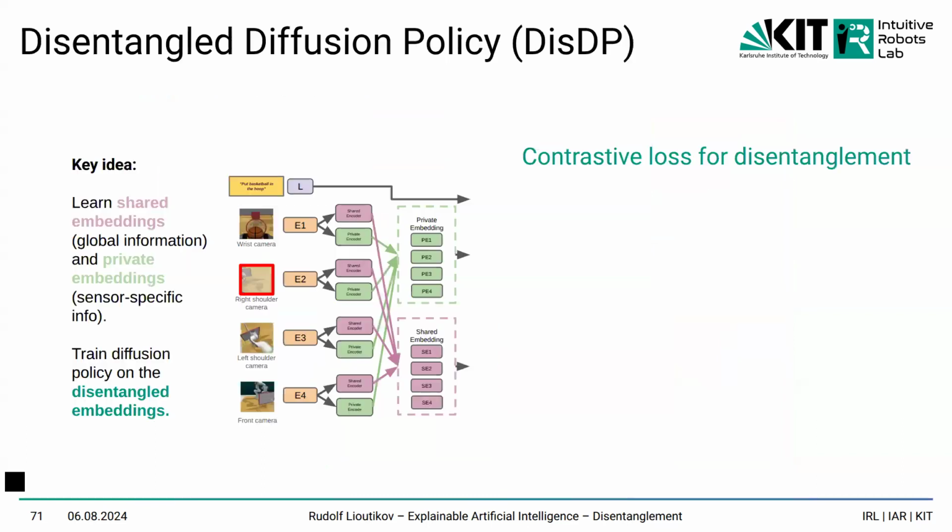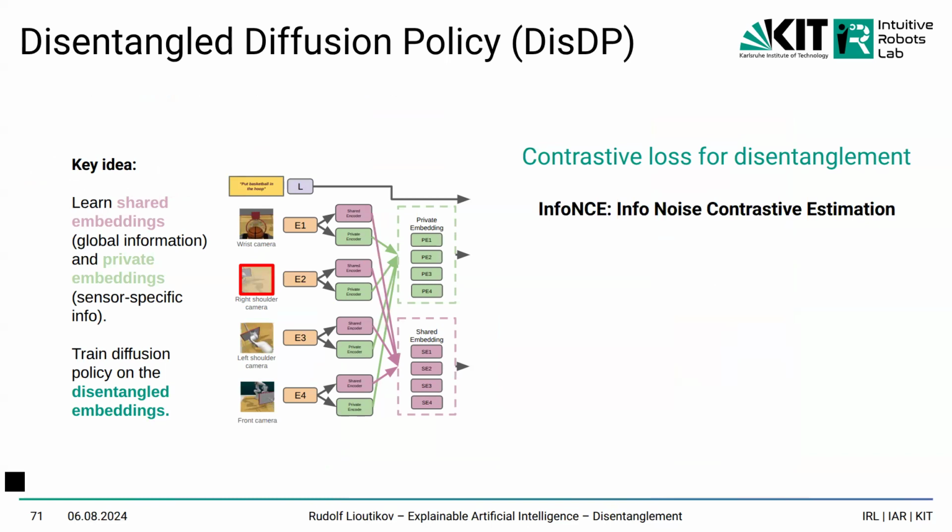Okay, so how do we do this? We take our normal encoder stage, but now we have two types of encoders. We have private encoders and we have shared encoders, right? So the private encoders produce whatever we assume, like where we want the private information to be, and the shared encoders produce whatever the shared information should be.